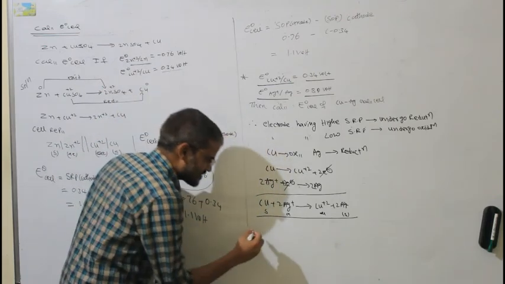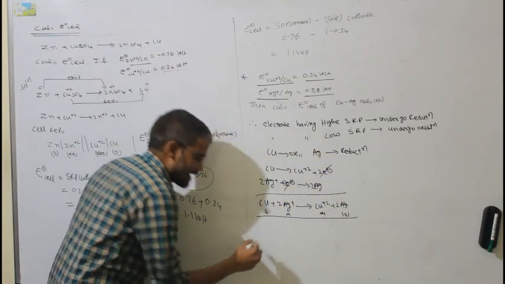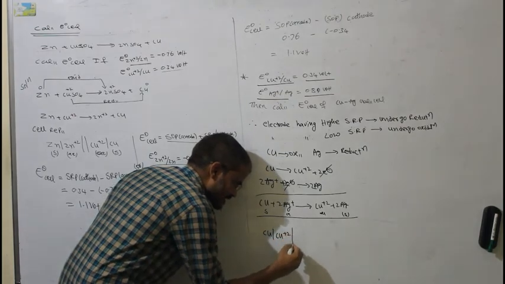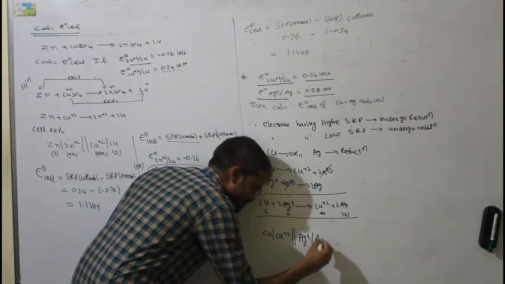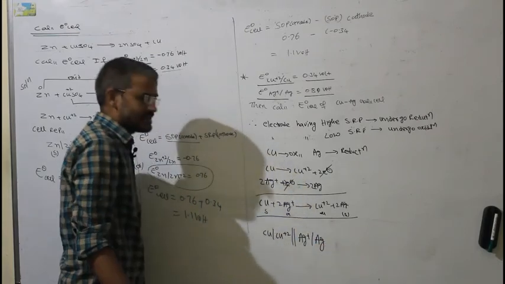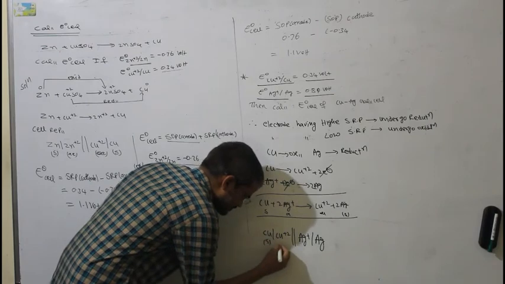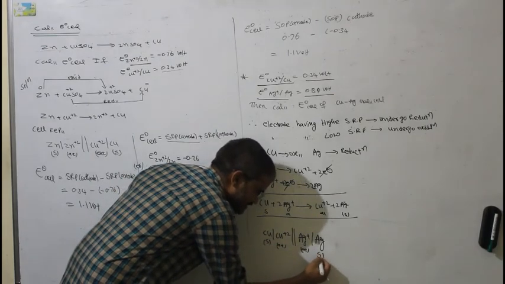With this you have to make the cell representation. What will the cell representation be? Anode reaction followed by cathode reaction. The anode reaction here is Cu slash Cu2+, double slash, cathode reaction Ag+ slash Ag. In cell representation, stoichiometry need not be considered. This is solid, aqueous, aqueous, solid.